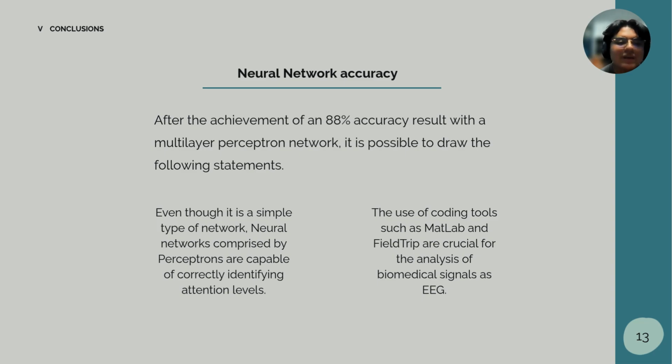Second, tools like MATLAB and FieldTrip were essential for processing EEG data. These platforms enable us to filter signals, extract frequency-based features like delta, theta, and beta, and prepare the data for training the neural network. Overall, the results validate our methodology and show the potential of using neural networks in cognitive state classification based on EEG signals.